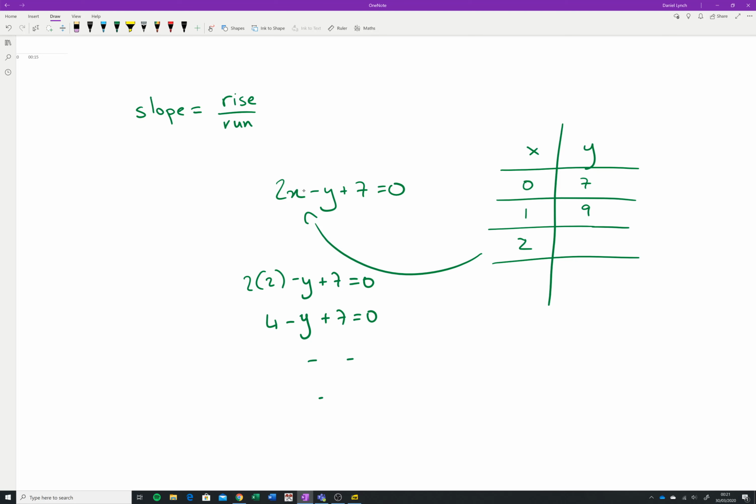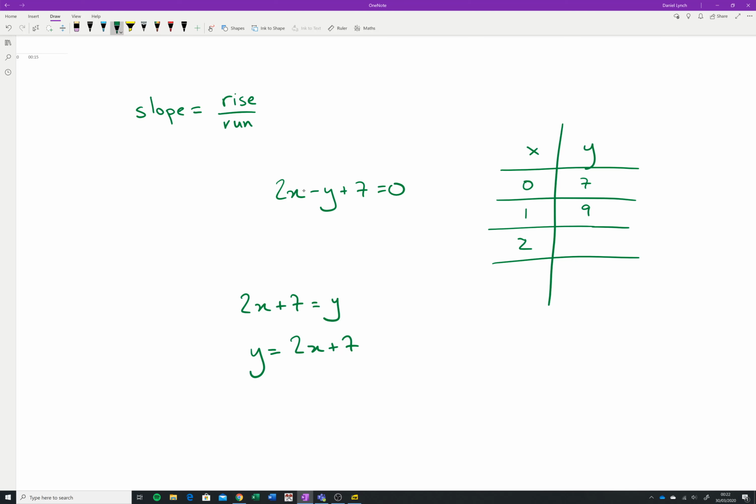It's so much easier instead if you write it in a different way. If you just say 2x plus 7 is equal to y, if you write it as y first, and in fact, if 2x plus y is 7, then y is 2x plus 7. If you write it like this, and you now want to get 2, how much easier is it just to put 2 in there? Okay, that's 4 plus 7, 11. Much easier to do that.